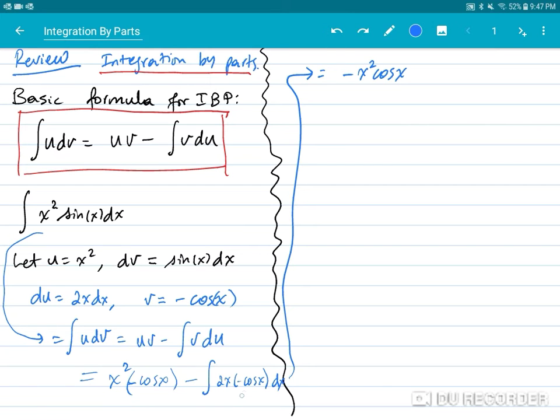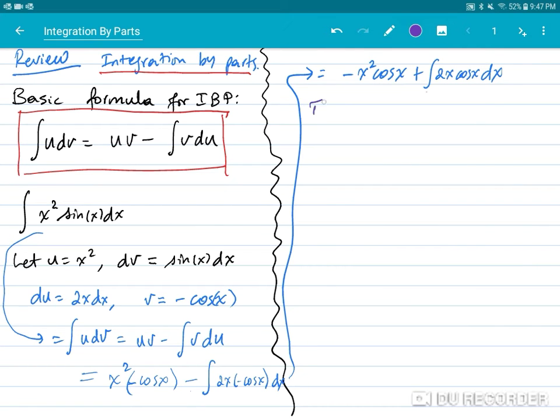And I have a minus here, and with this minus, it gives me plus the integral of 2x cos x dx. Now the main idea here is that the expression that we find after one step seems to be a little bit simpler than the original expression, because this had x squared, and this one has a linear function 2x. So we're going to do the same u dv for the second part.